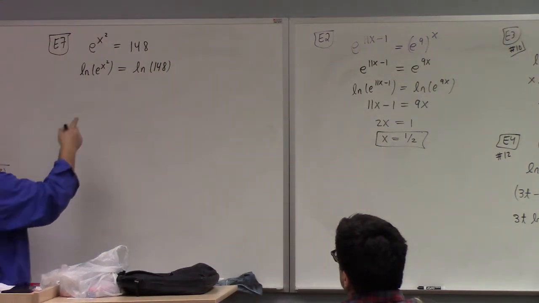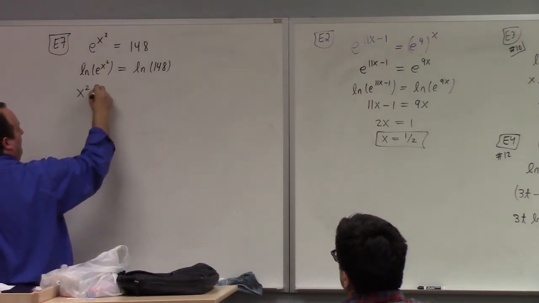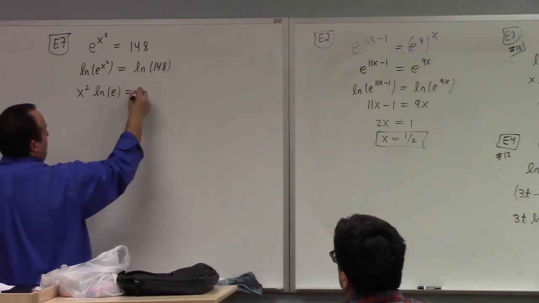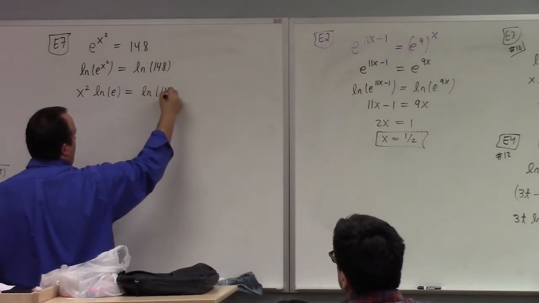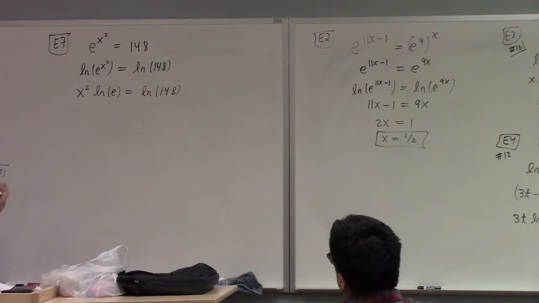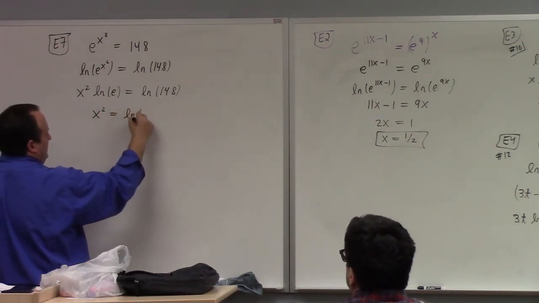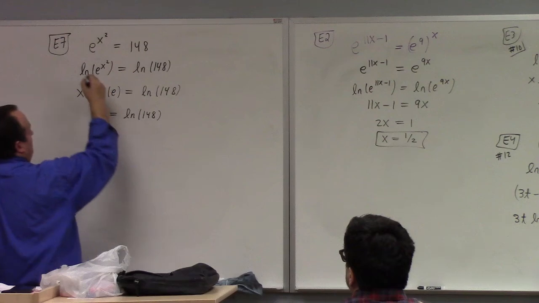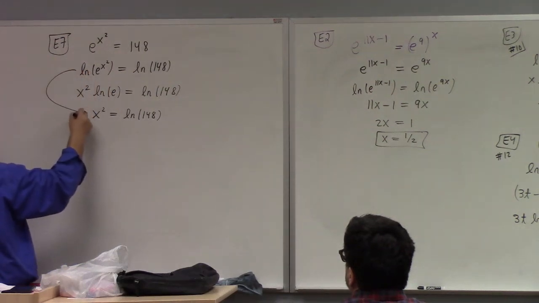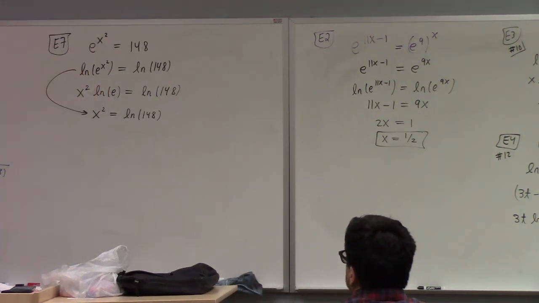So this gives me x squared times natural log of e equals natural log of 148, right? Of course, the natural log of e is 1. And so if you understand what's going on here, you really could have gone straight to what I'm just writing right now. We can go straight from here to here. Why? Because the natural log and the exponential are inverse functions, right? So when I take the natural log of e to the x squared, I just get back x squared.